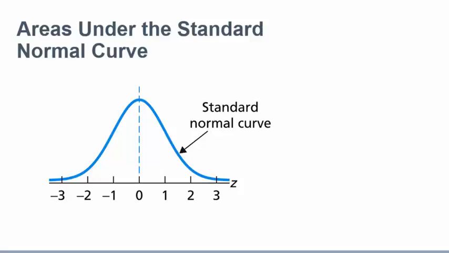Since most of our data is between -3 and 3, we do not list any other numbers on the horizontal axis. Anytime we refer to the standard normal curve, we refer to this description and this picture.